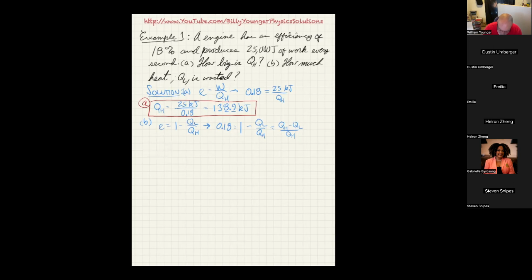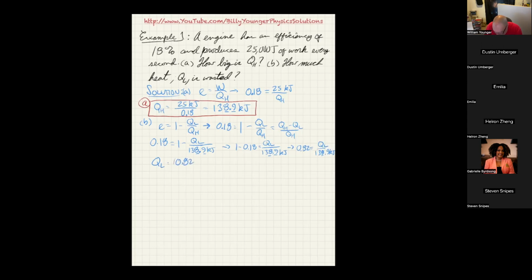Evidently I'm going to erase a bunch of stuff first. I'm going to say 0.18 is equal to 1 minus QL over 138.9 kilojoules. And I'm keeping the extra sig figs as we're supposed to do. Remember, you always keep at least one or two extra sig figs for intermediate calculations. Now I can say that 1 minus 0.18 is equal to QL over 138.9 kilojoules. And of course, if we take 18% from one, we get 0.82, which is equal to QL over 138.9 kilojoules.